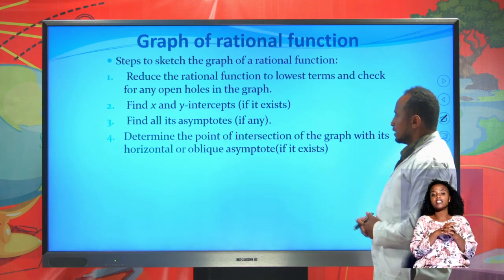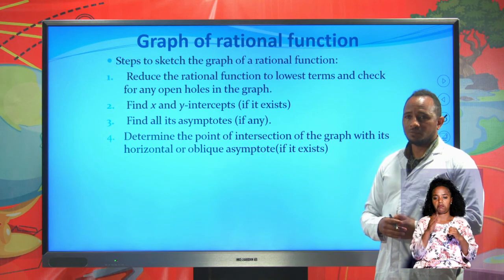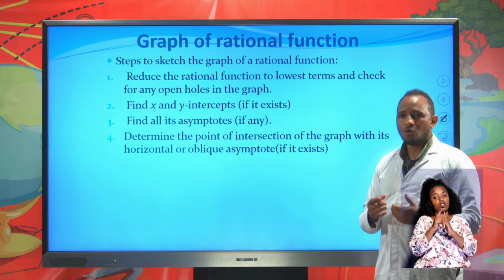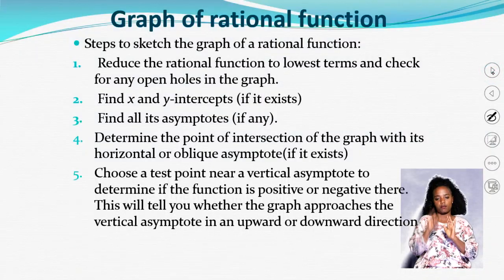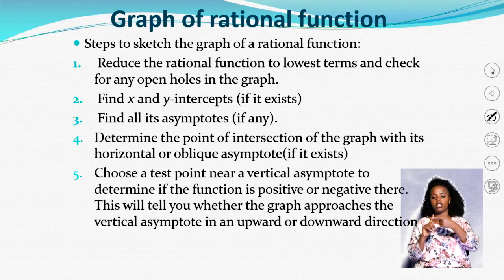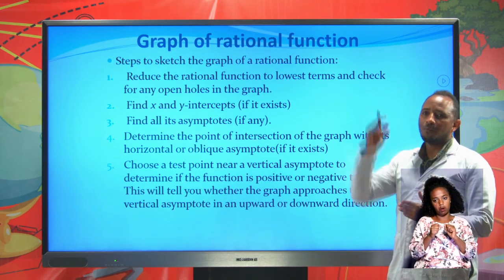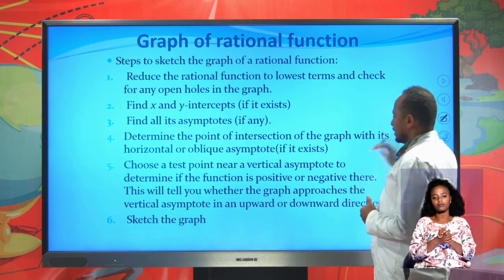Next, determine the point of intersection of the graph with its horizontal or oblique asymptote, if it exists. By the way, a graph may cross its horizontal or oblique asymptote, but it can never cross its vertical asymptote. And then, 5, choose a test point near a vertical asymptote to determine if the function is positive or negative there. This will tell you whether the graph approaches the vertical asymptote in the upward or downward direction. When it becomes positive, it moves upward. When it's negative, it moves down. We'll see this through an example. And finally, sketch the graph.